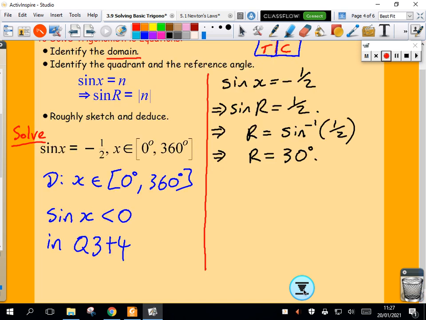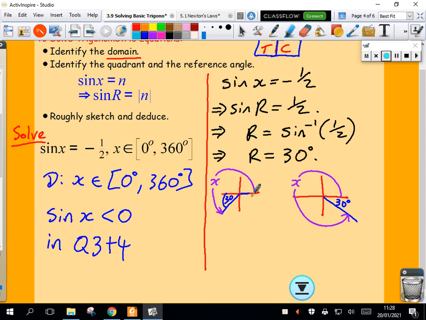Now finally we're going to sketch and deduce an answer. So we're going to draw. Remember, we're dealing with quadrants 3 and 4. We're dealing with a reference angle of 30 degrees. So reference angle of 30 degrees, there's quadrant 3. Quadrant 4, reference angle 30 degrees. There we are. The angle x could be either this angle all the way around here, or this angle all the way around here. So we just have to deduce what are those angles.